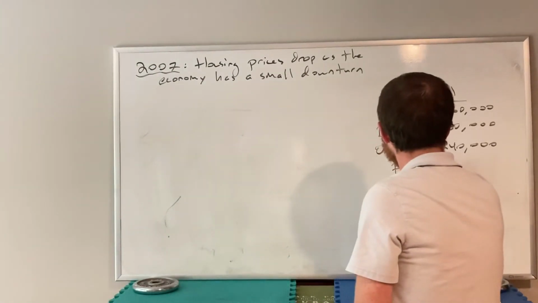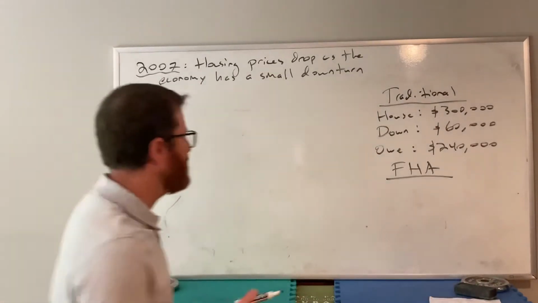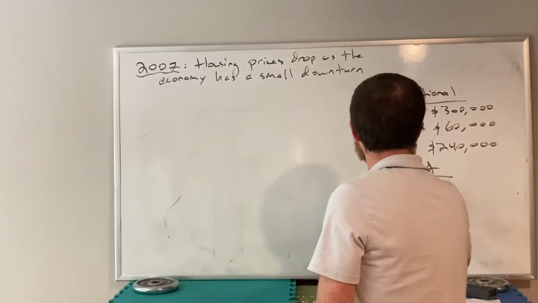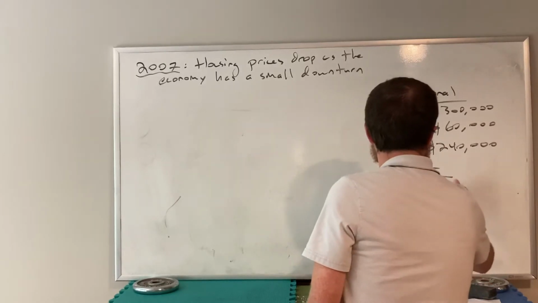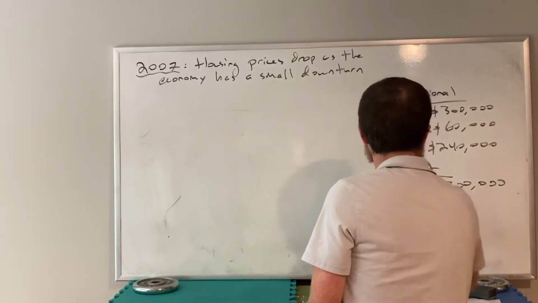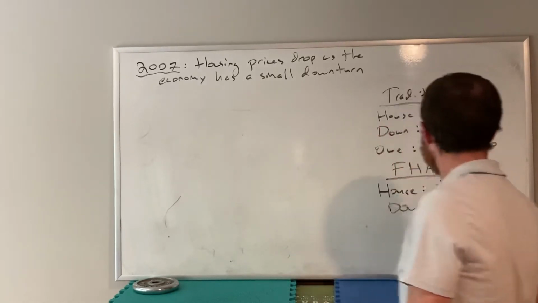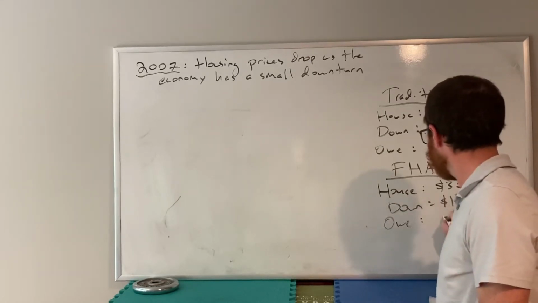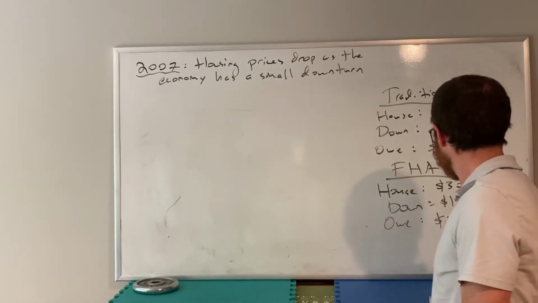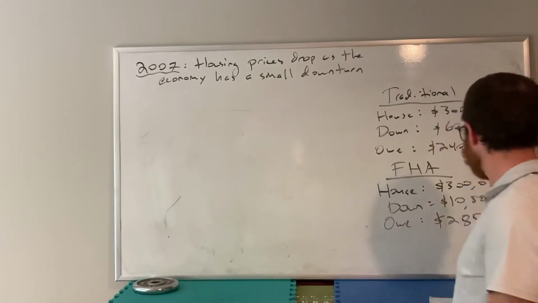You also had tons of FHA loans, or in some cases, those 0% down payment loans. In the case of FHA loans, a $300,000 house would have a down payment of $10,500, meaning that this person would owe $289,500. Okay?